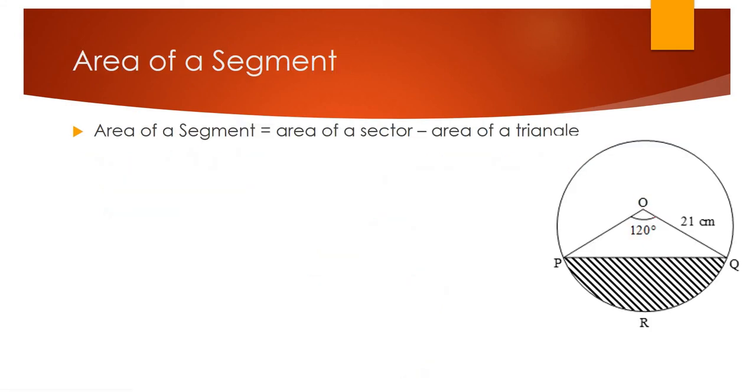So what we're going to do is we're going to take the area of the entire sector, POQ, and we are going to subtract the area of the triangle, PQO. All right, so the area of the sector, the entire thing, is our 120 divided by 360 times pi r squared minus the area of the triangle.